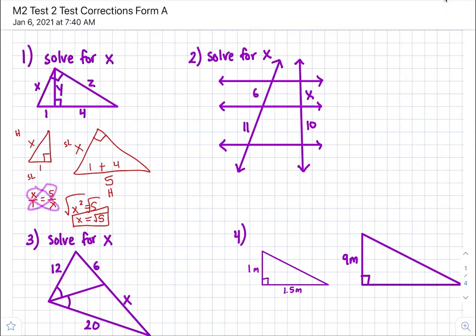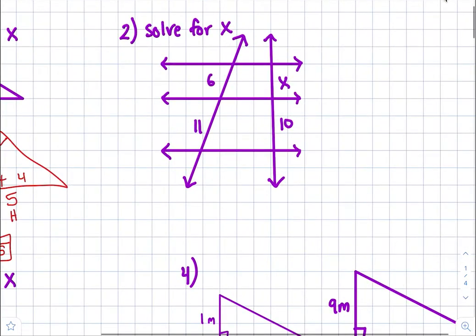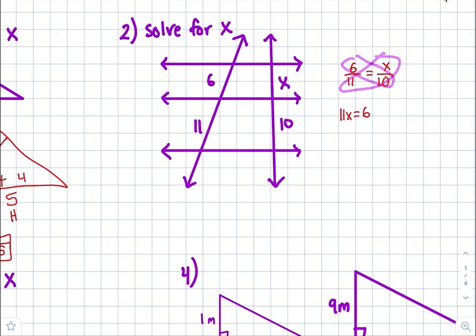Alright, so number 2, 3 parallel lines cut by 2 transversals, which means we can make a proportion. 6 over 11 equals x over 10. Cross multiply. So 11 times x is 11x, 6 times 10 is 60, divide both by 11, and x is equal to 60 over 11.